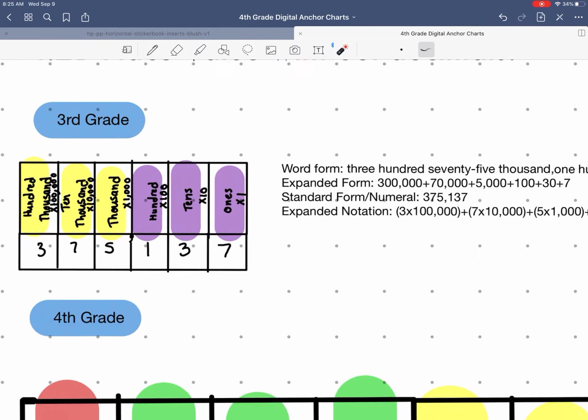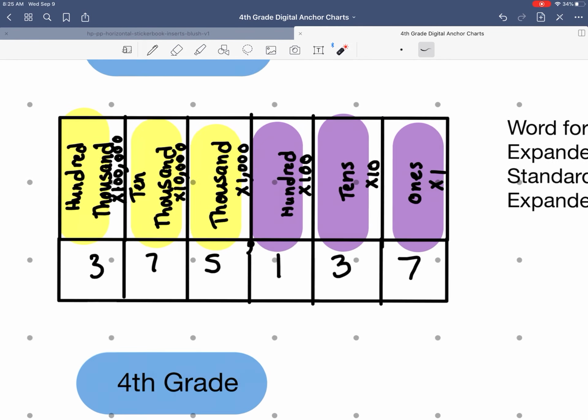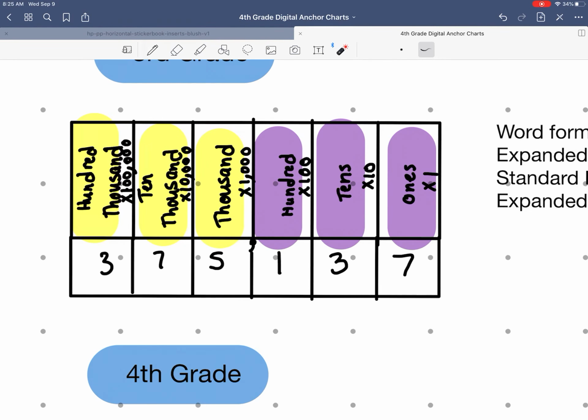When you were in third grade, you were learning about your ones, your tens, your hundreds, your thousands, 10,000s, and 100,000s, okay? We already knew that each one represented by 1, this one represented by 10, the hundreds, 100, thousands, 10,000s, 100,000s, right?